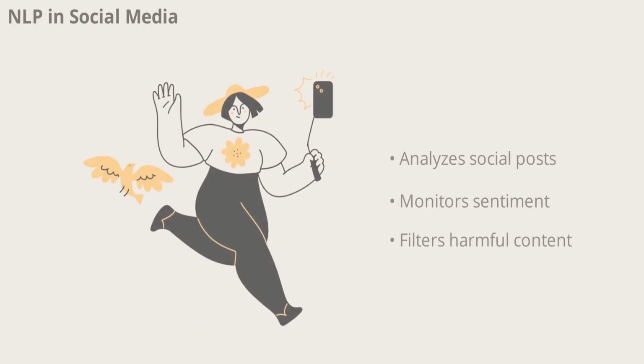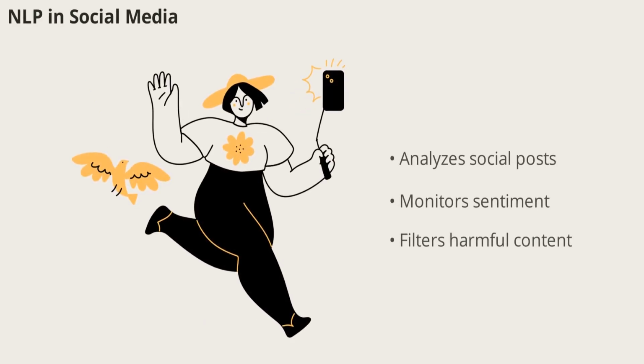Social media platforms use NLP to analyze posts, comments, and messages. This helps detect trends, monitor sentiment, and filter harmful content. NLP-powered tools enable platforms to create safer and more engaging online communities, responding to user needs in real time.